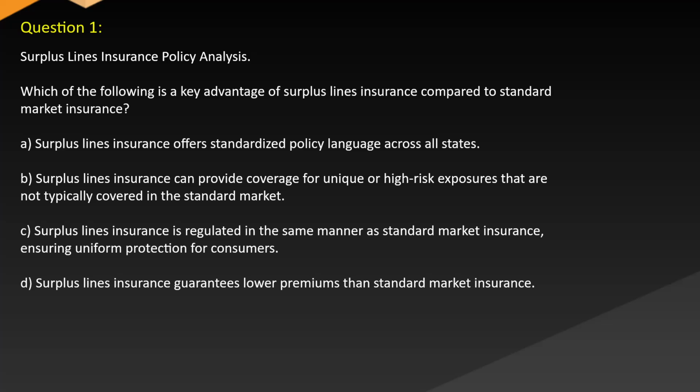Question 1. Surplus lines insurance policy analysis. Which of the following is a key advantage of surplus lines insurance compared to standard market insurance? A. Surplus lines insurance offers standardized policy language across all states. B. Surplus lines insurance can provide coverage for unique or high-risk exposures that are not typically covered in the standard market. C. Surplus lines insurance is regulated in the same manner as standard market insurance, ensuring uniform protection for consumers. D. Surplus lines insurance guarantees lower premiums than standard market insurance.